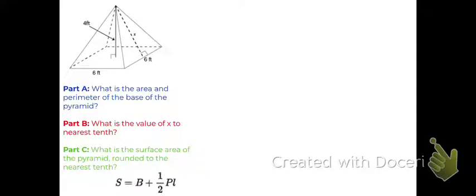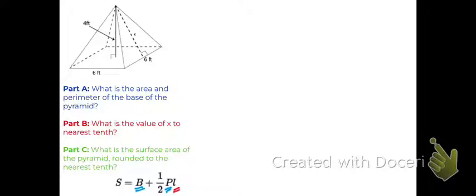Here we're given an image of a square pyramid. On this question, we're being walked through the steps to ultimately find the surface area of this pyramid using the formula at the bottom left. In part A, we're being asked to find the area of the base, which is B in the formula, and also the perimeter. In part B, we're asked to find the slant height. And then in part C, we're going to substitute those values into the formula and calculate the surface area.